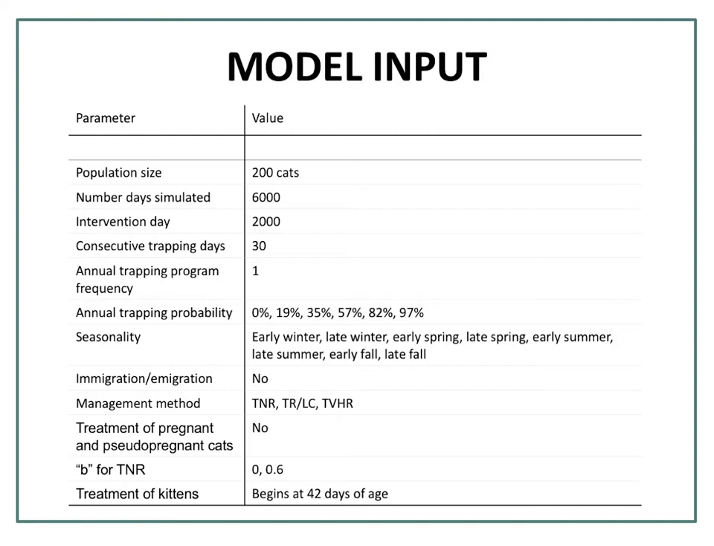But we've also included the treatment of kittens beginning at 42 days of age, and then we look at trap-neuter release, trap removal, and lethal control versus trap vasectomy, hysterectomy release at these various B values.